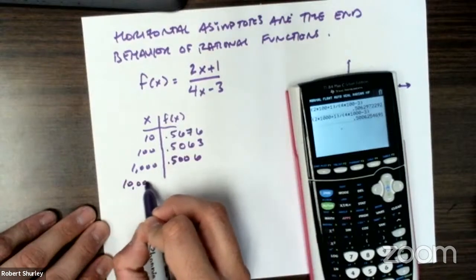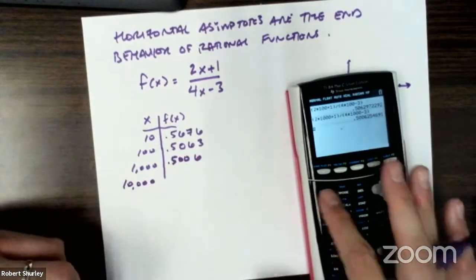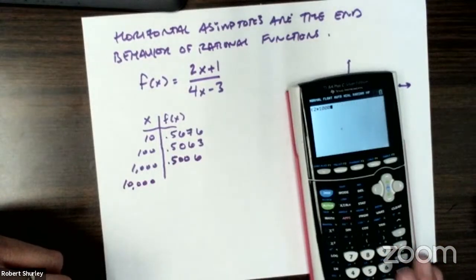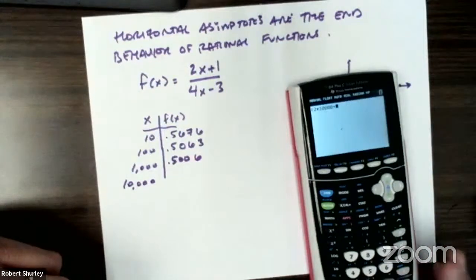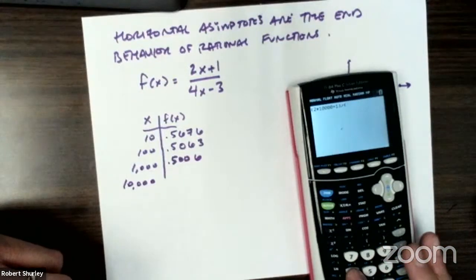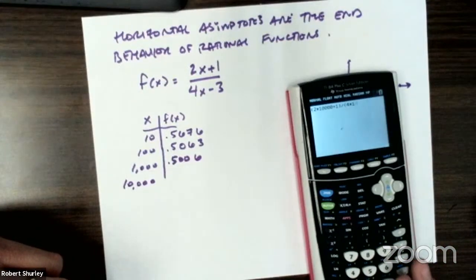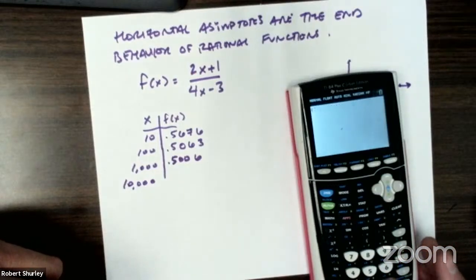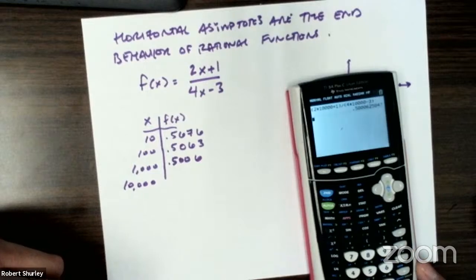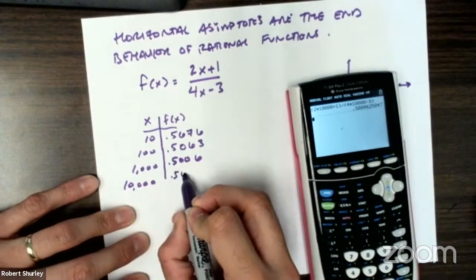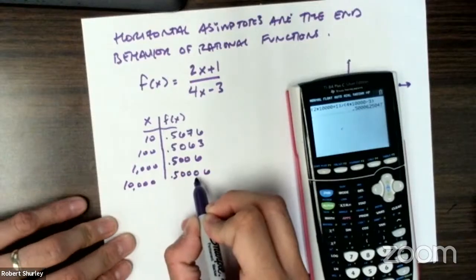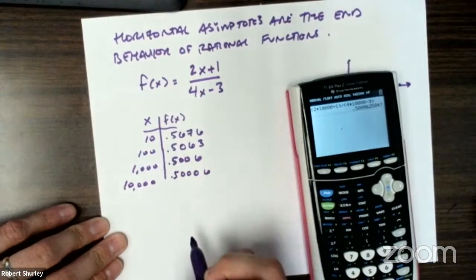So let's put in like 10,000, an even bigger number. So 2 times 10,000 plus 1, divided by 4 times 10,000, not plus, but minus 3. Yeah, 0.5000. I have to add another 0 here. It would really be 0.5001 if I rounded it.